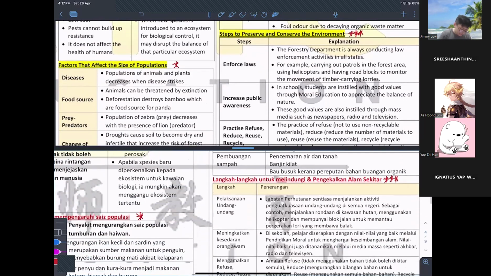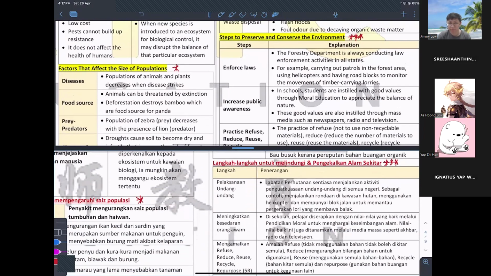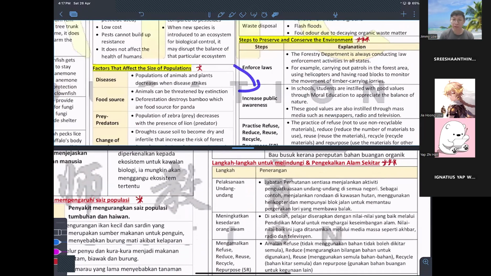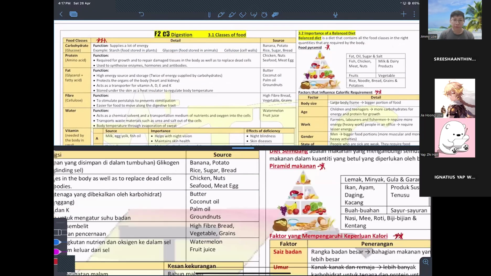How to preserve the environment. This one is actually very important. You have to do something to control or to protect the environment. In terms of the explanation, you have to read through, but the steps you have to memorize. This one is important. The question will ask you, how would you do or what are you going to do to protect the environment? You give points from here. So, chapter 3.